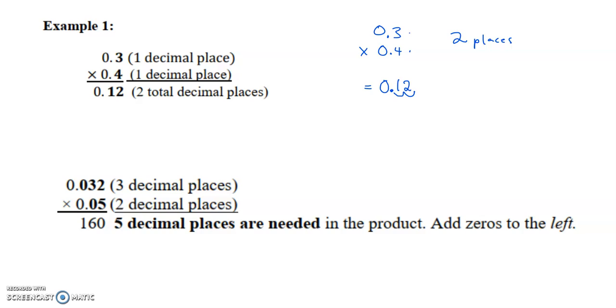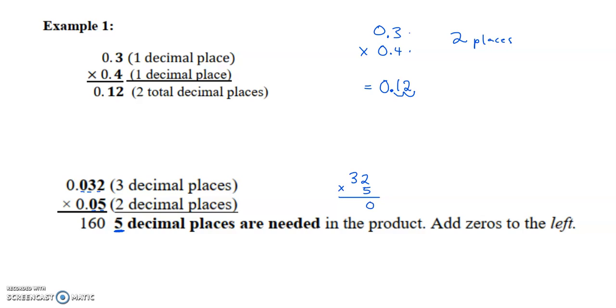For the second example here, I can see that I've got 1, 2, 3 decimal places and 1, 2 decimal places. So I'm going to have 5 decimal places in my answer. And again, I completely rewrite it myself as 32 times 5. So I just get rid of all the zeros and get rid of the decimals. So it's nice and clean for me to multiply.